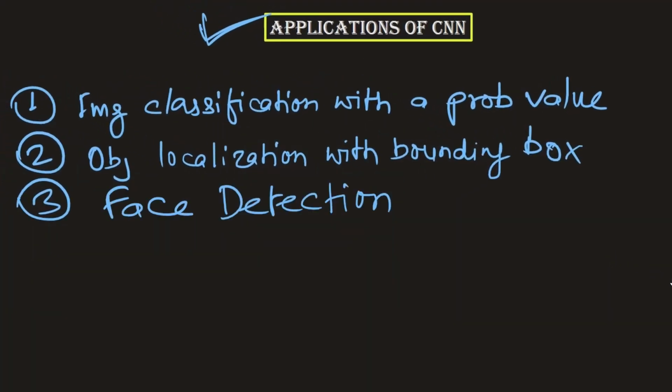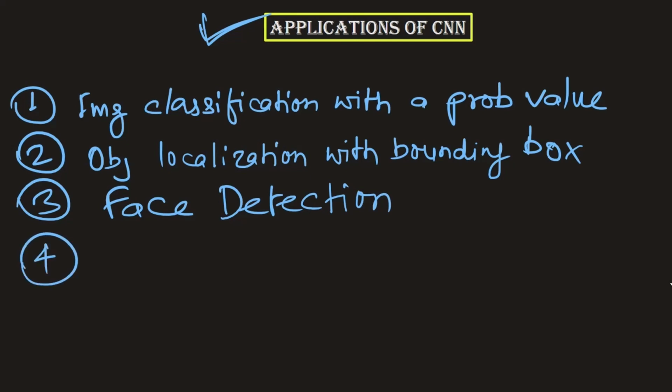Third application could be face detection. Back in the days, there was a time when we did not even have cameras in our mobile phones. And nowadays, you can unlock your mobile phone by simply showing your face to your phone screen. That is another interesting application of CNN architecture.